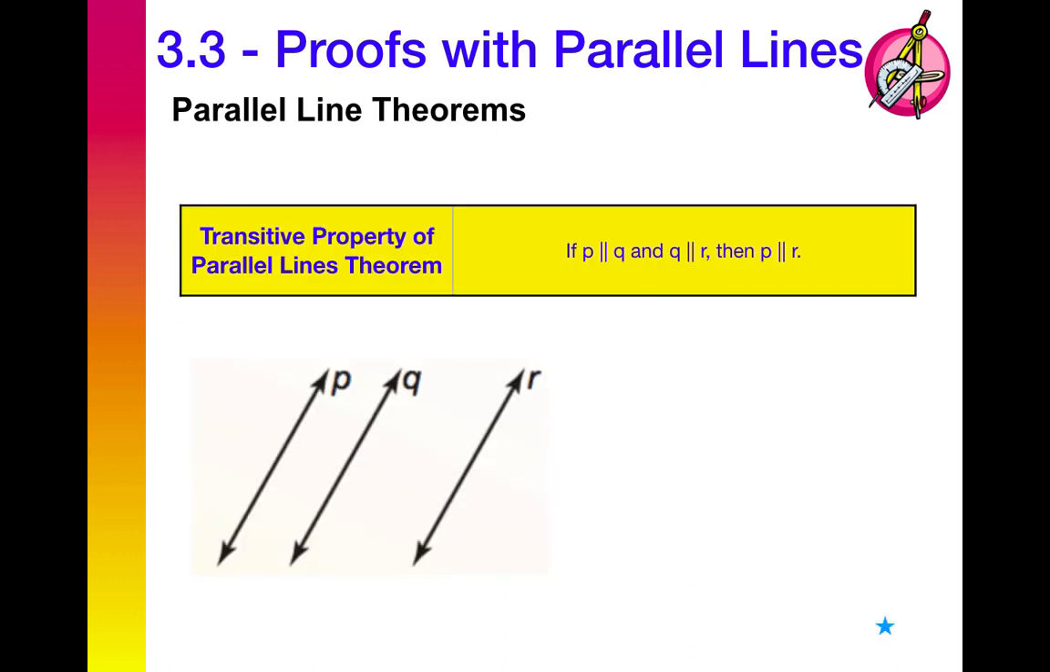There's one more thing. There is a transitive property of parallel lines theorem, and it says that if P is parallel to Q and Q is parallel to R, then P is parallel to R. It's plain to see that P and Q have to be coplanar, Q and R have to be coplanar, therefore P and R have to be coplanar, and they also have to be parallel to each other. We will continue this discussion the next day in class.